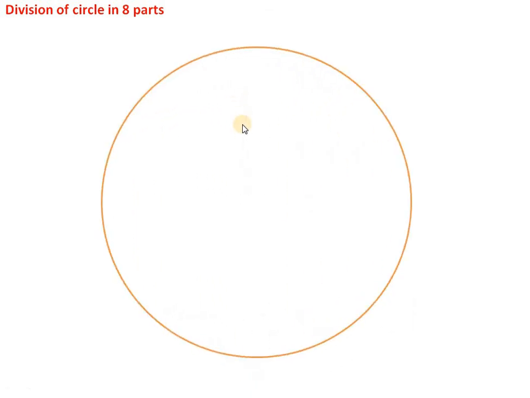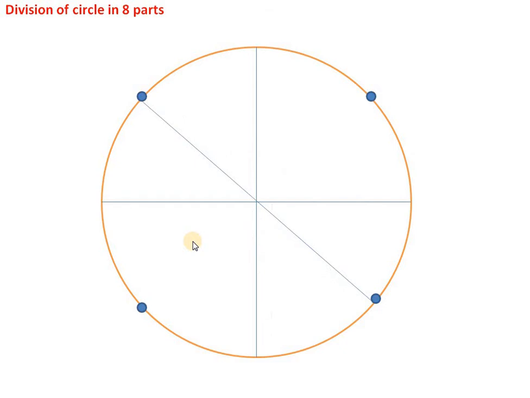Okay. Now let us see how to divide the circle into 8 parts. To divide the circle into 8 parts, draw a circle of the given diameter. Draw one horizontal diameter, a vertical diameter, and then take a 45-degree angle. Here take a 45-degree angle, and then join the lines. So the circle gets divided into 8 parts: 1 2 3 4 5 6 7 and 8.